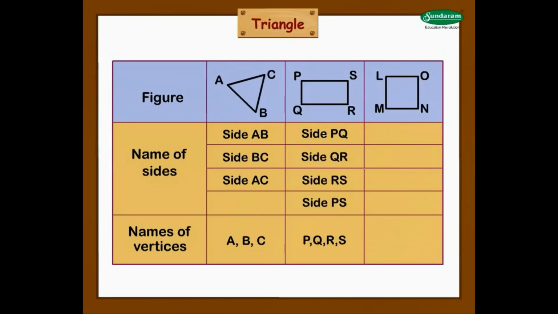Now look at the square LMNO. The sides are side LO. The vertices are L, N and O.